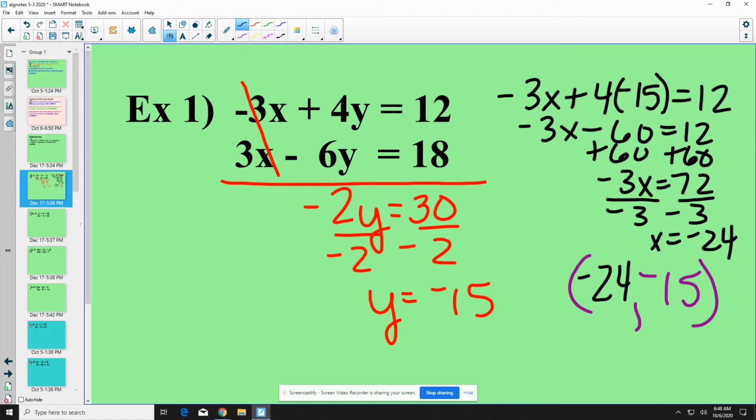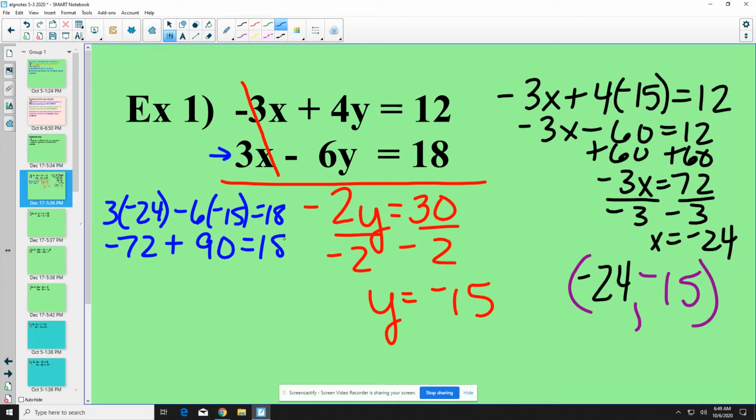You can always check that point by taking negative 24 and putting it in for x, and negative 15 and putting it in for y. If I was checking, I would use the second equation. If I do 3 times negative 24 minus 6 times negative 15, does that equal 18? Well, let's see, 3 times negative 24 is negative 72. Negative 6 times negative 15 is positive 90. If I add negative 72 and positive 90, I do get 18. So you can always check by putting your x and y values in either equation to make sure it's true. It should work in both.